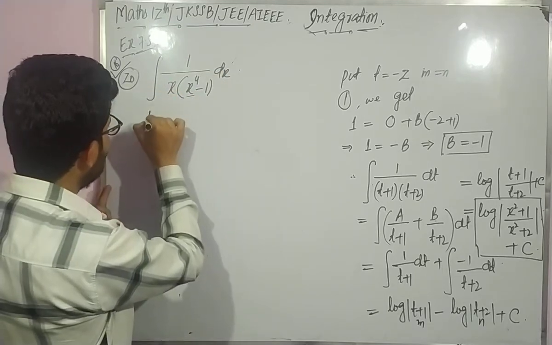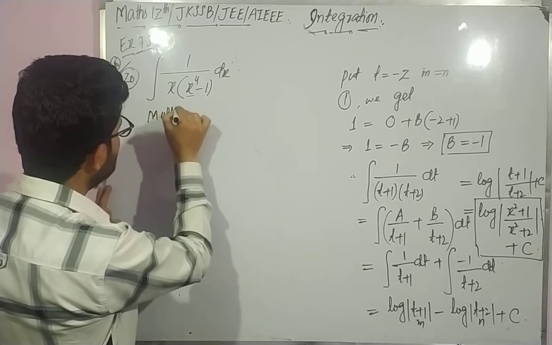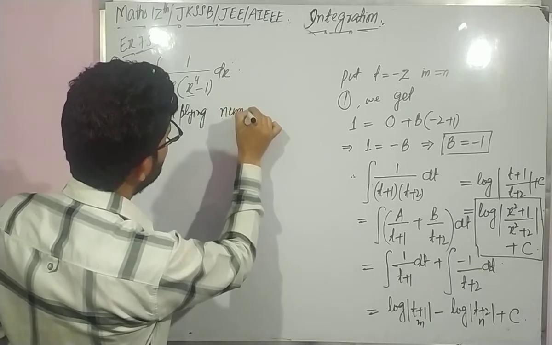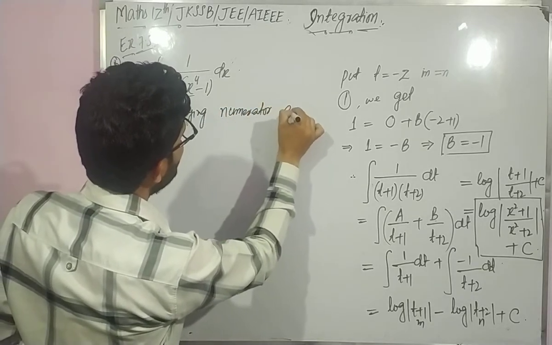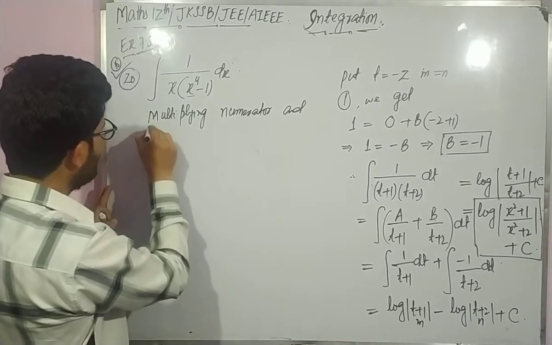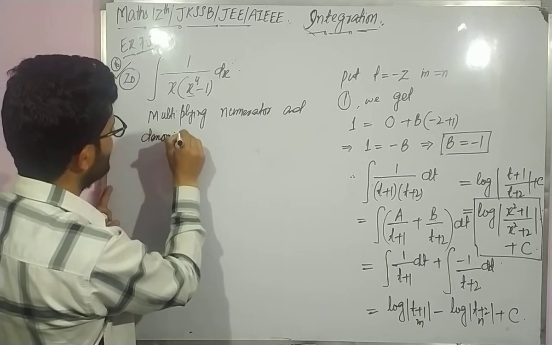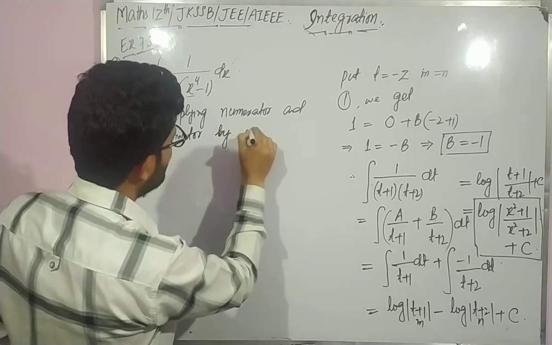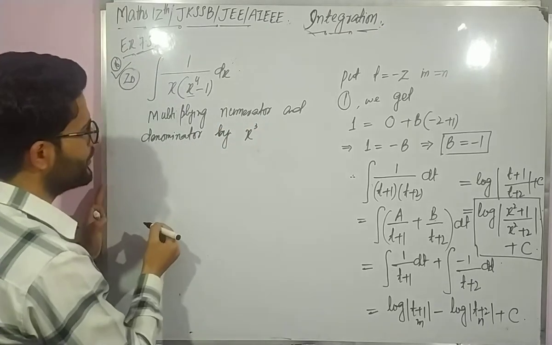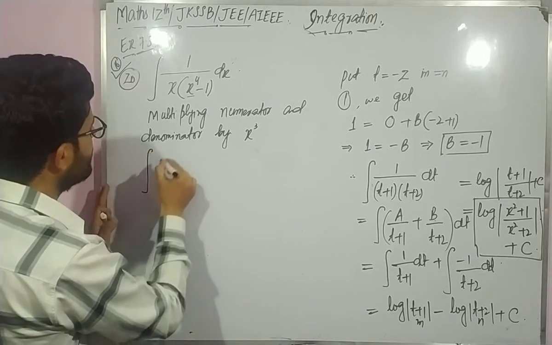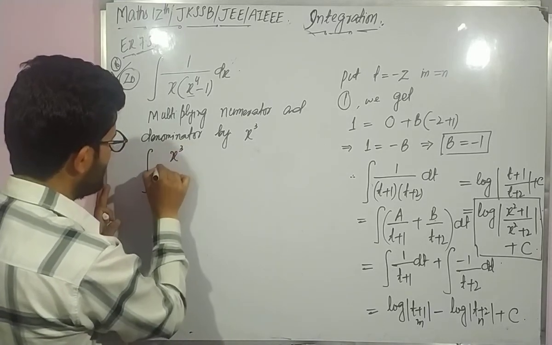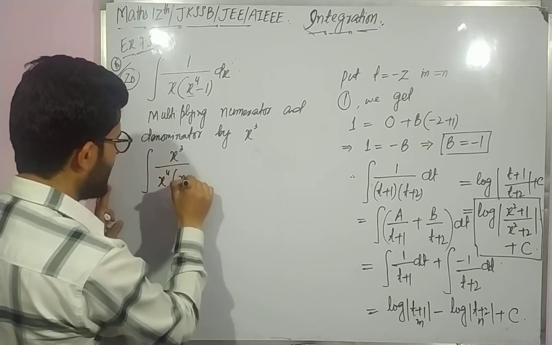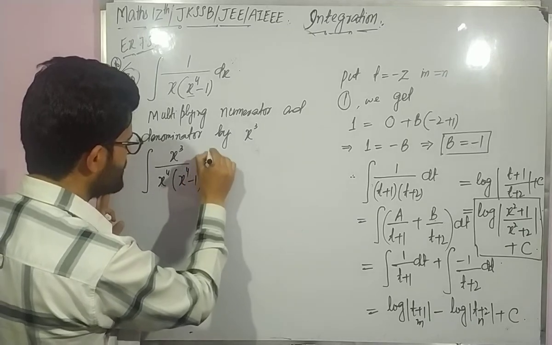Multiplying numerator and denominator by x cube, we get integration of x cube divided by x into x cube, that is x raised to power 4 into (x raised to power 4 minus 1) dx.